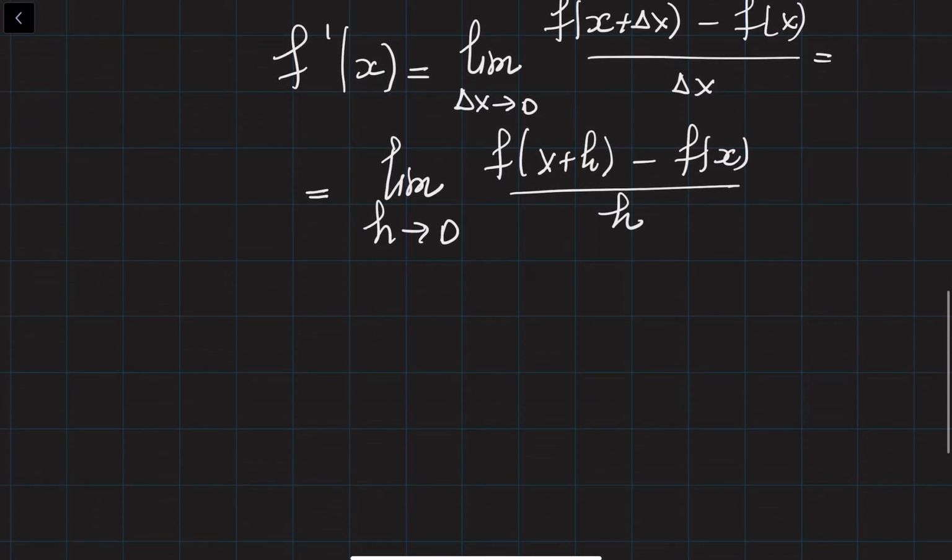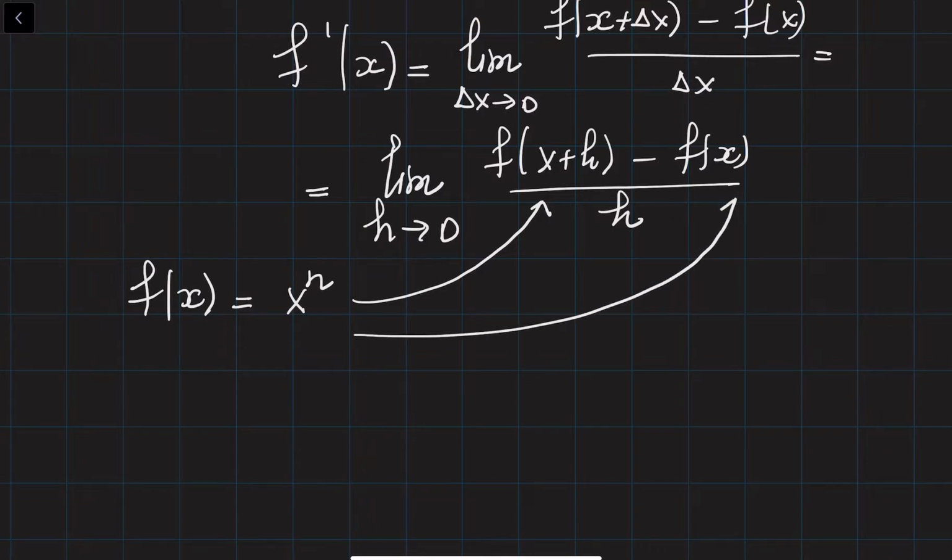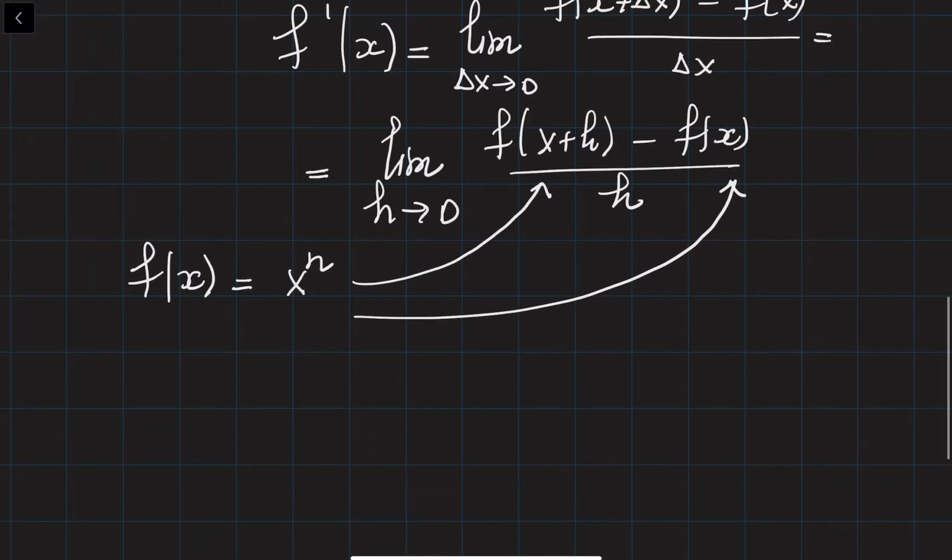Then what I have to do is plug in all of my functions. Let's say your function is given as f of x equals x to the power of n. Then just substitute this function here and here. Okay, so let's find this.